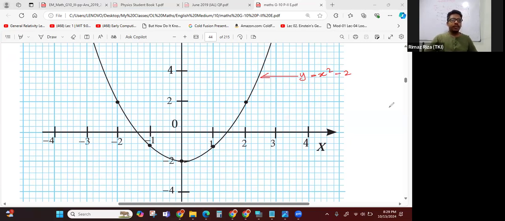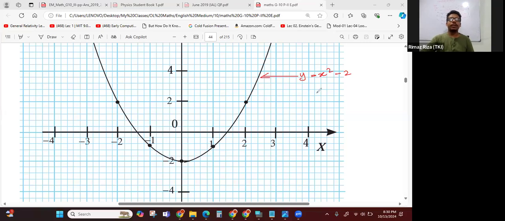In this graph, if I ask you what is the minimum value, it is very clear. The minimum value is minus 2. Since the coefficient of x squared is positive, it has a minimum, right? That's a basic thing that you will learn in graphs. If the coefficient of x squared is positive, the graph has a minimum. If the coefficient of x squared is negative, the graph has a maximum. Here x squared has a positive coefficient, which is plus 1. Therefore, the graph has a minimum value, and in this graph the minimum value is minus 2.